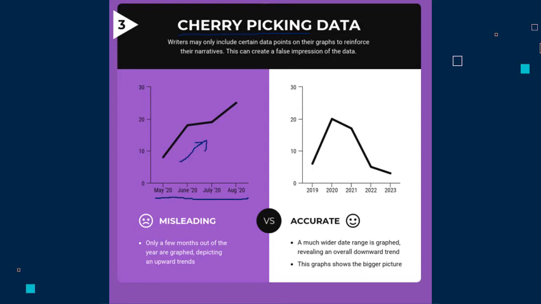But when we look at the broader picture, with the years surrounding 2020, we can actually see that things get worse after August, and it starts to go down quite significantly. So this one's more accurate, whereas this one here is misleading. It's only showing us the good stuff.